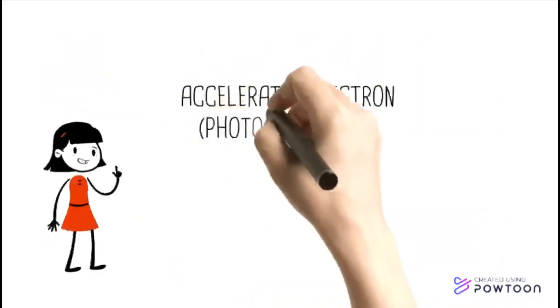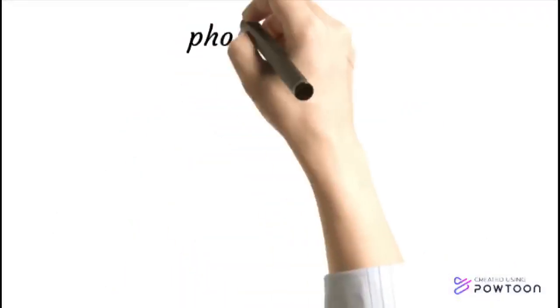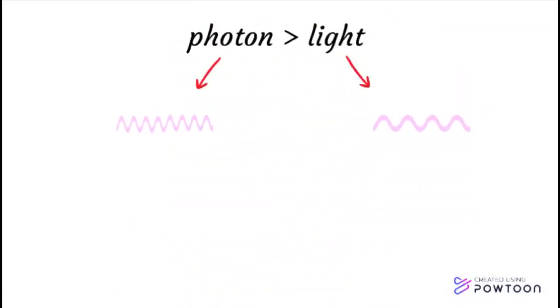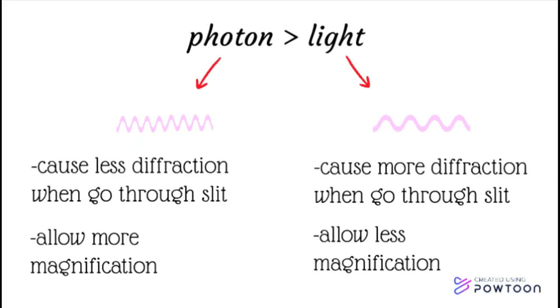Accelerated electrons in vacuum space can act as light, but even better, because they have around 100,000 times smaller wavelengths compared to light itself. This moving electron, also called a photon, has less diffraction compared to light. The photon can produce a lot better magnification in microscopy.